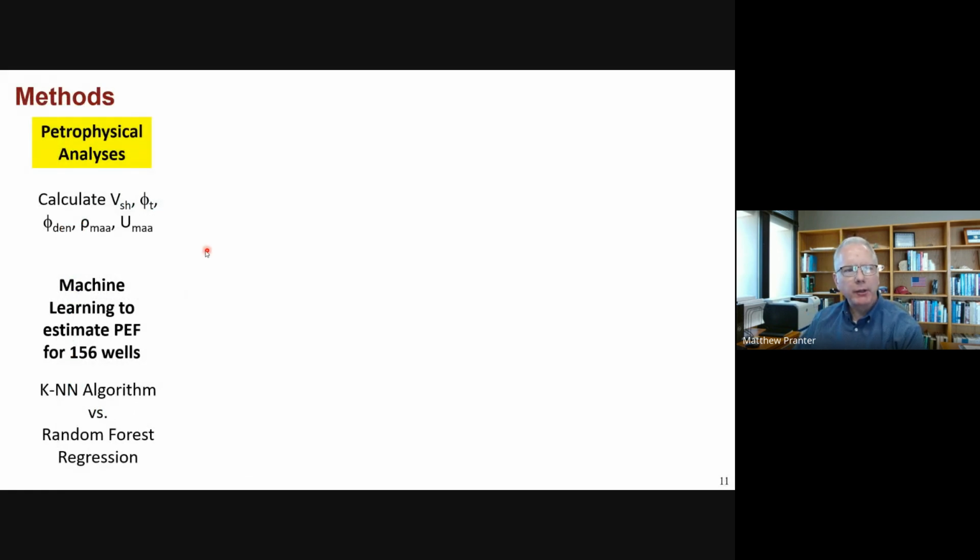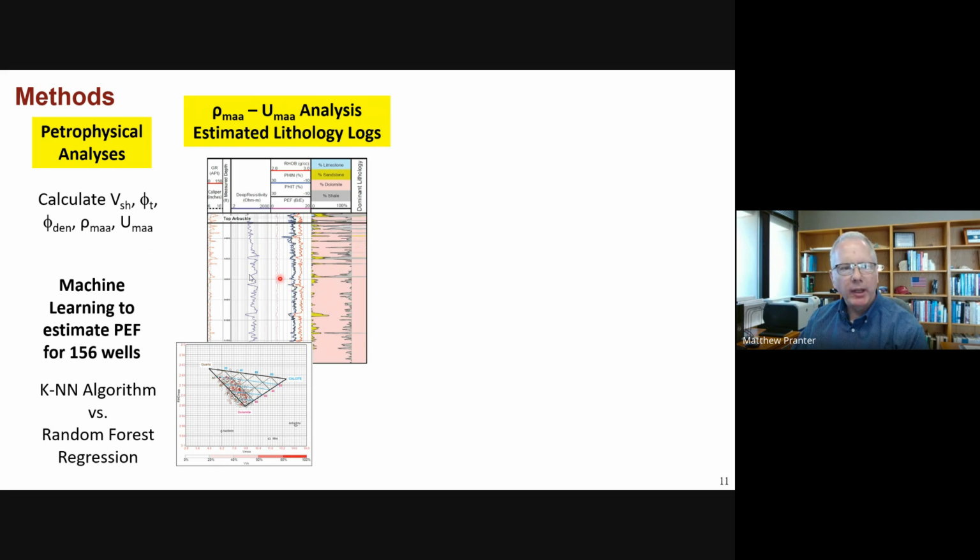So in terms of the petrophysical analyses, we calculated V shale, total porosity from the neutron, and density porosity. The density porosity was determined from the bulk density. And then we use this deterministic multi-mineral type of estimation technique to estimate mineralogy and lithology logs for the wells that we had those data. And so this is called the Roma-Yuma analysis. Then those analyses were used to estimate lithology logs using this approach.